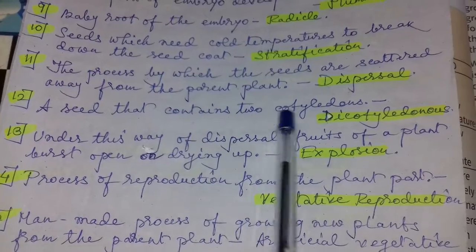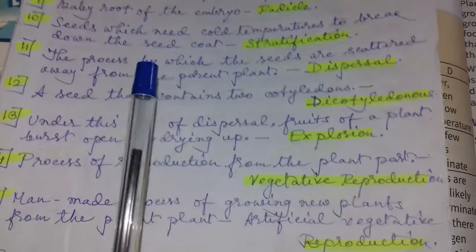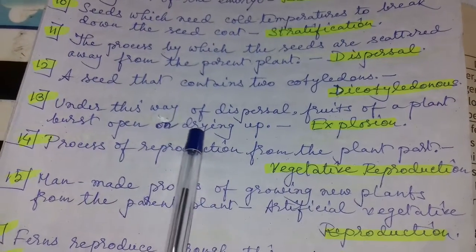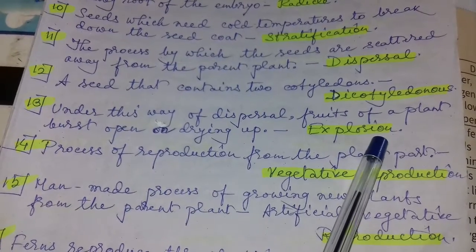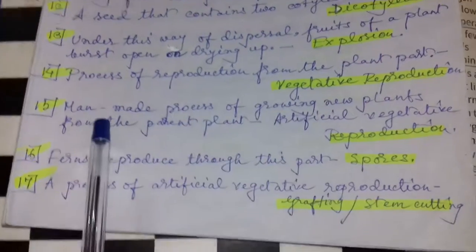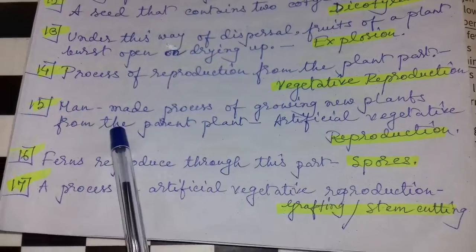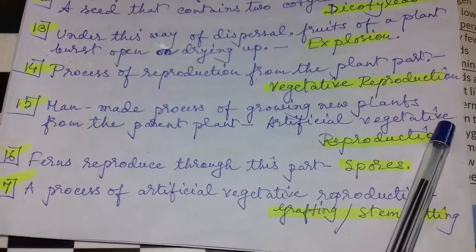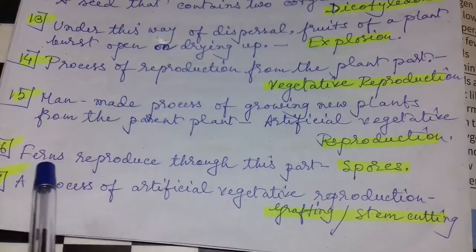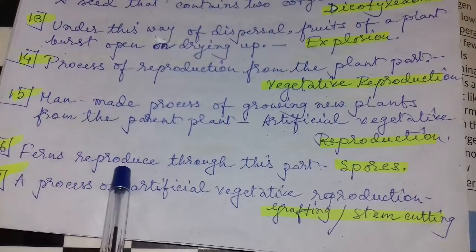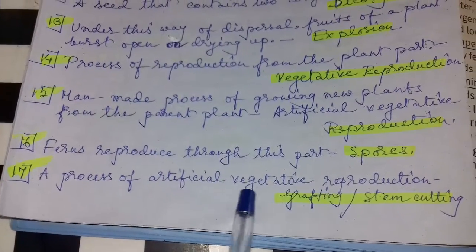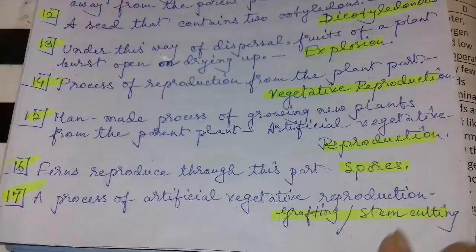A seed that contains two cotyledons, dicotyledonous. Under this way of dispersal, fruits of a plant burst open on drying up, explosion. Process of reproduction from the plant part, vegetative reproduction. Man-made process of growing new plants from the parent plant, artificial vegetative reproduction. Ferns reproduce through spores. 17. A process of artificial vegetative reproduction, grafting or stem cutting.